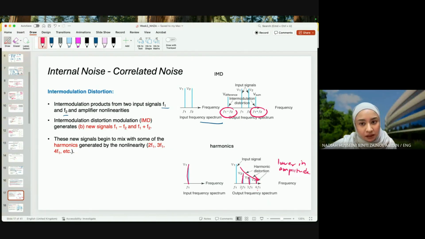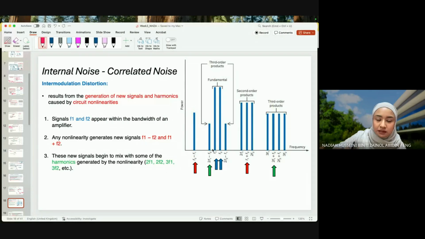Now, IMD can also happen with harmonics. So when that happens, how to say this? It's chaotic, right? So let's see. Internal noise, correlated noise, intermodulation distortion.